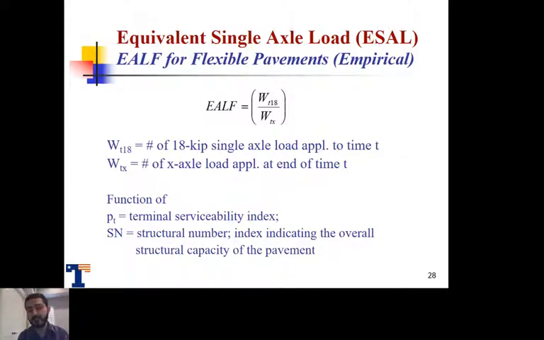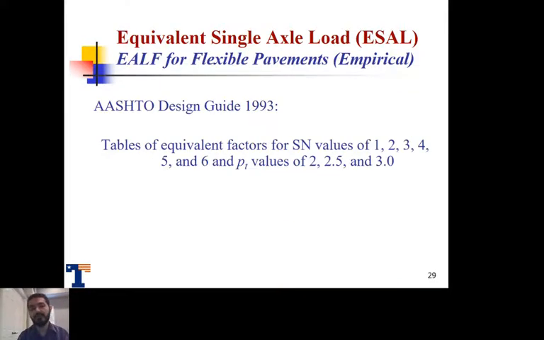And again, it's mainly a function of the Pt, which is the terminal serviceability index. What's the failure point, or what's the PSI? Remember that curve from 0 to 5. So what's the PSI at the terminal life of this pavement, and the SN, which is the structural number. This is basically an index indicating the overall structural capacity of that pavement.